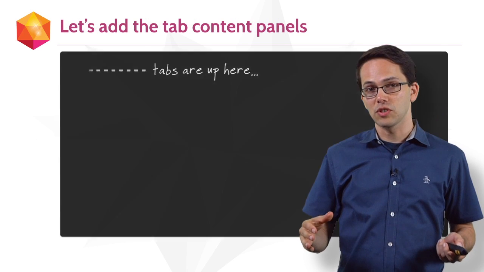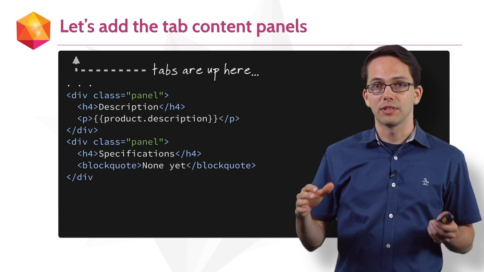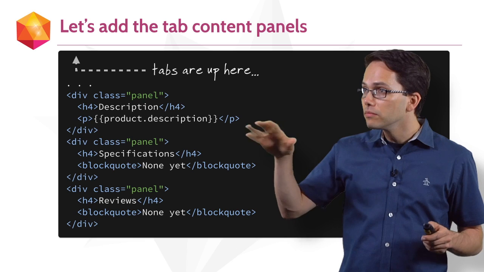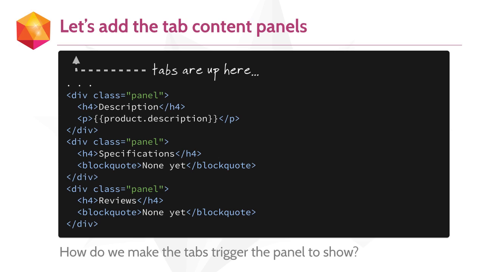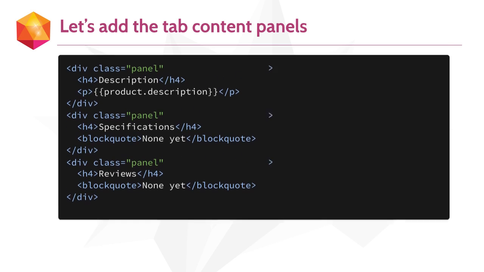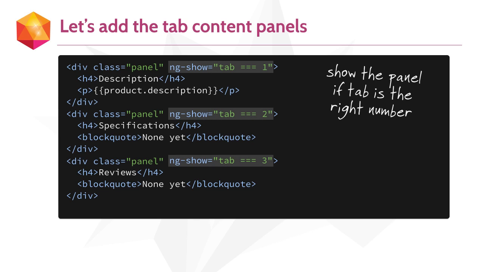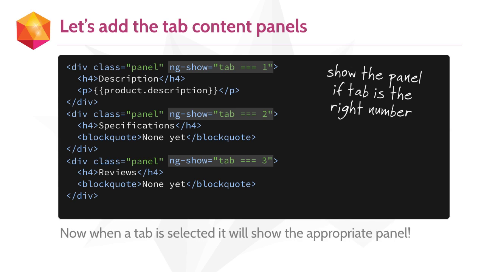Now that we have the tab navigation figured out, we need to create the tab panels. You know where the content for the tab goes? So let's flesh that out. As you can see here, content in each of them. But how do we get the proper panel to show up when we click on that corresponding tab navigation? Well, we need to use ngShow again. We can say ngShow, and this time pass in an expression. When tab is equal to 1, display this one. When tab's equal to 2, show this one. And when tab's equal to 3, show that one. Now when a tab is selected, it's going to show the proper panel.